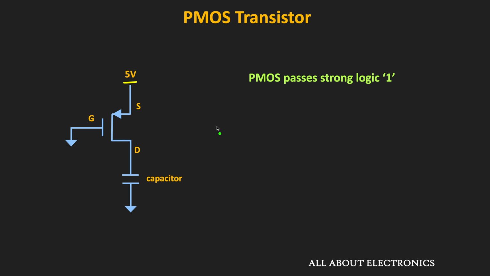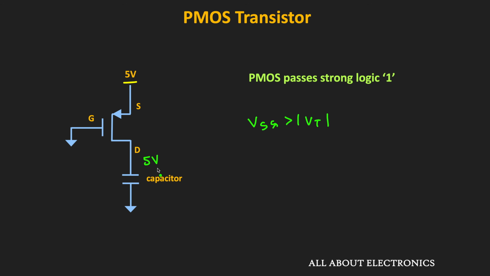Now when this input to the PMOS is equal to logic 0, or whenever this gate terminal is connected to the ground terminal, then here this VSG is more than the threshold voltage, and because of that this PMOS will act as a closed switch. So now the capacitor at the drain terminal will start charging towards the 5 volt, and eventually the voltage across the capacitor will be equal to 5 volt. That means whenever we want to pull up the voltage at the drain terminal to the supply voltage, then we can use this PMOS transistor.